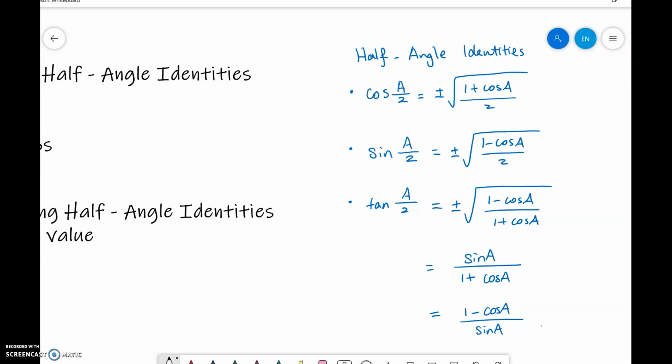So tangent of a over 2 can equal positive or negative square root of 1 minus cosine of a over 1 plus cosine of a, or sine of a over 1 plus cosine of a, or 1 minus cosine of a over sine of a. Out of those 3, the first one is the least used. So we normally don't use the first one. We normally prefer to use either sine of a over 1 plus cosine of a or 1 minus cosine of a over sine of a for the tangent of a over 2.